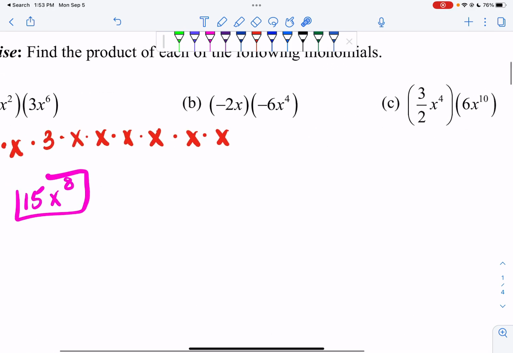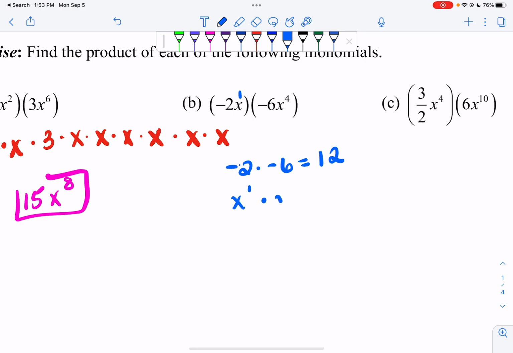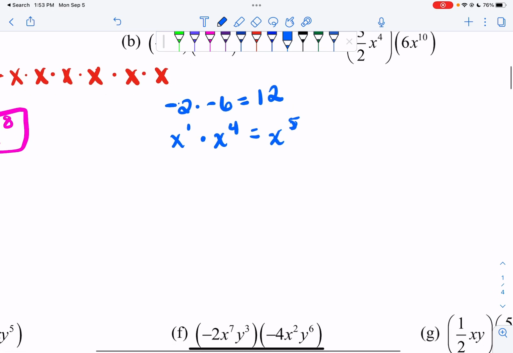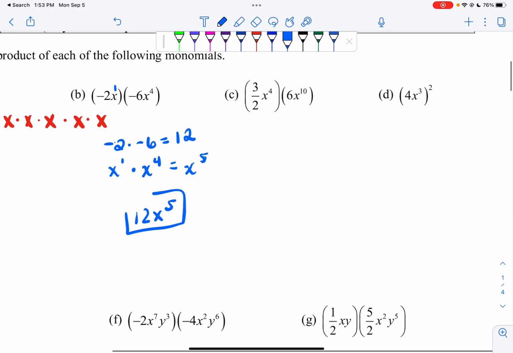So here, I have negative 2x, and it's really raised to the first, and then I have negative 6x to the fourth. So let's think about this. I do negative 2 times negative 6, and that's 12, and then x to the first times x to the fourth. Well, what's 1 plus 4? It's x to the 5th. So this just becomes 12x to the 5th. And that's your final answer.